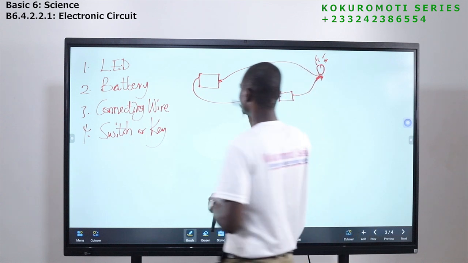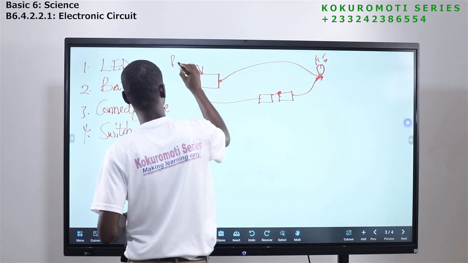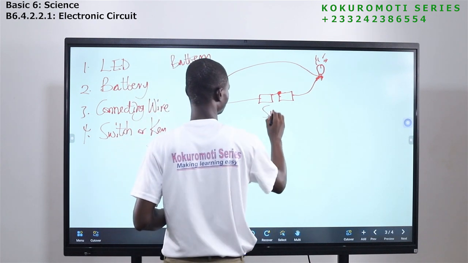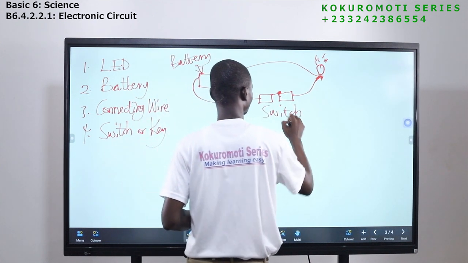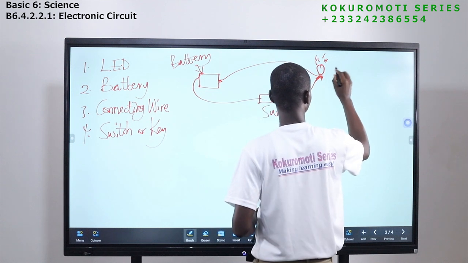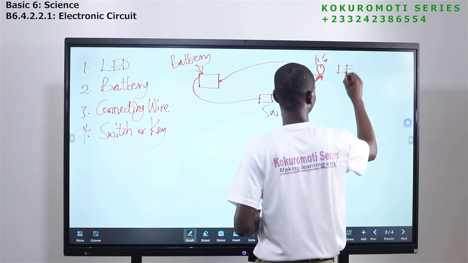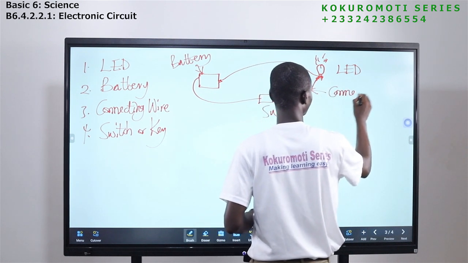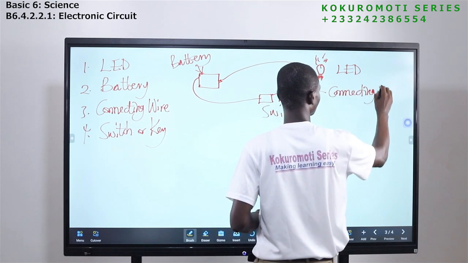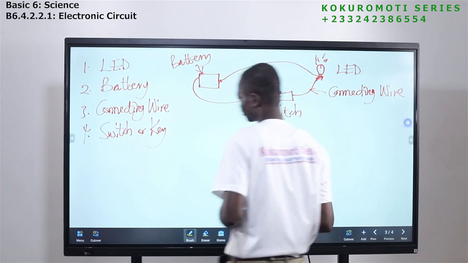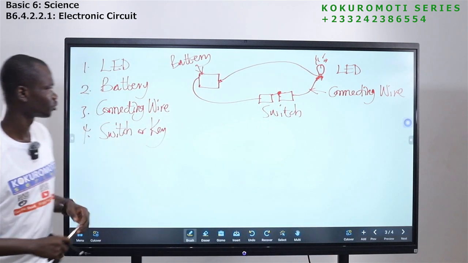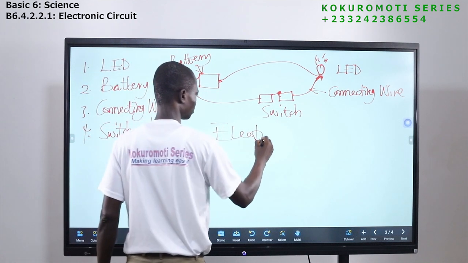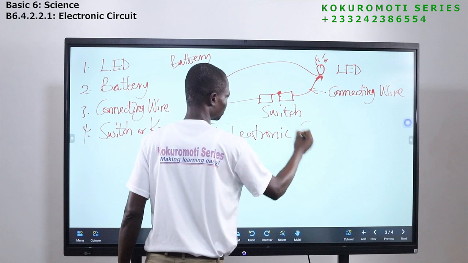You label the parts. So this is what? Battery. This is switch. This is lead. And we have this to be the connecting wire. So this is what you're expected to do. And then you write electronic circuits.